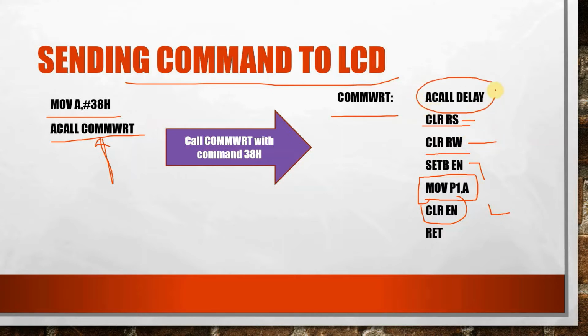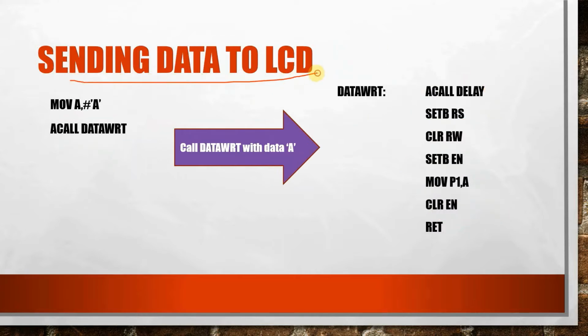This called delay is some delay which is used to provide a gap between the two operations. That is, if you are sending two commands, then after one command is sent, some delay should be there so that the LCD will be able to complete its internal operation, then the second command or data has to be passed. Now sending the data to the LCD.